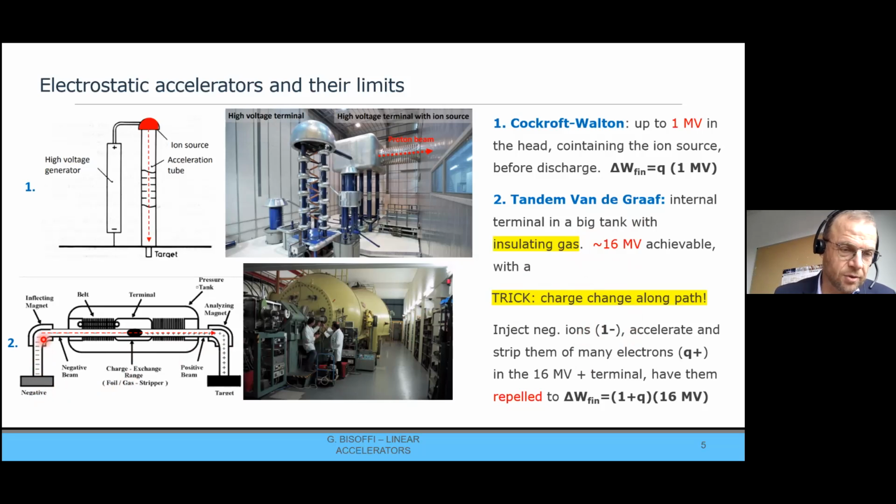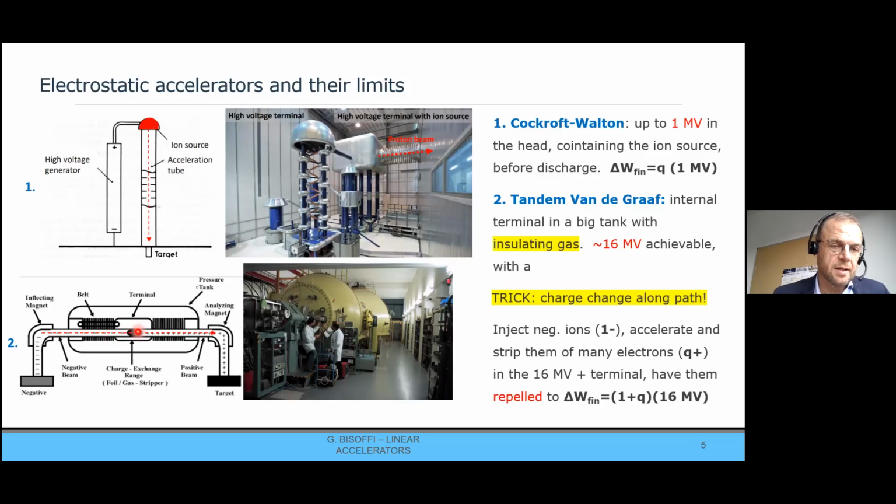So you add one electron to your neutral atom, you inject it into the tandem. It sees a terminal voltage which can go as high as 16 megavolts, so a very large terminal electrostatic voltage, which you can achieve in high pressure insulating gas. And a negative ion is extracted by the terminal.